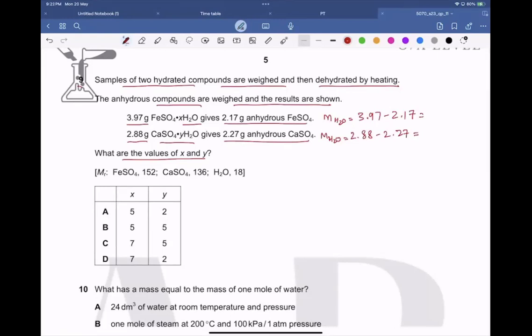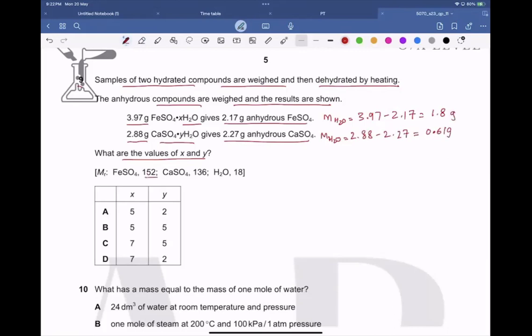Yes, can anyone tell me the mass of water? 1.8. Thank you, Amma. Thank you, Hania. Second one. 0.61 or 0.11. 0.61. It's 27, Hania, not 77. 0.61. Okay.